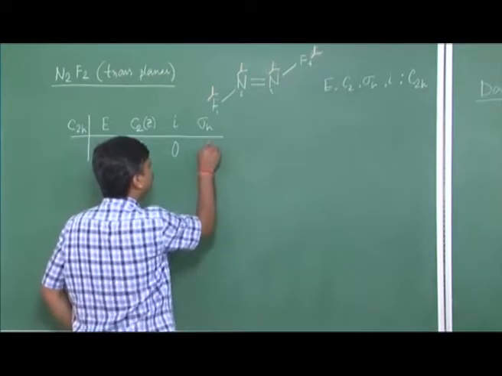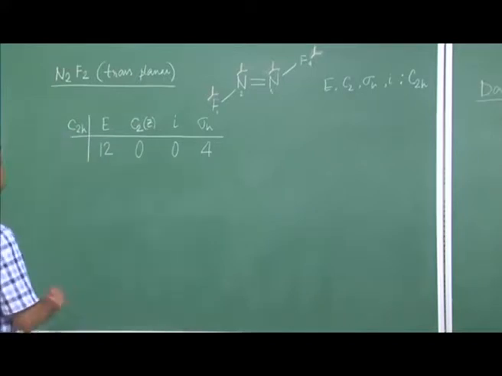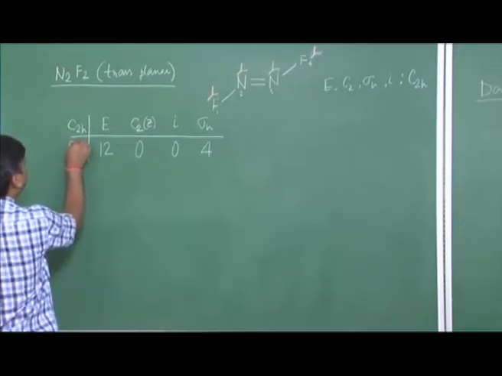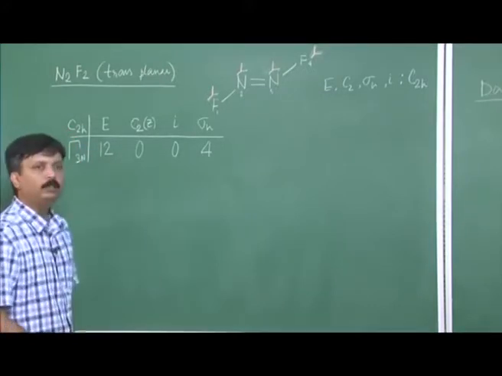So this is what I get as my representation, and we have got this representation based on 3n Cartesian coordinates. So I will name it as gamma 3n.